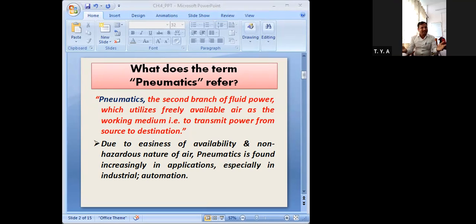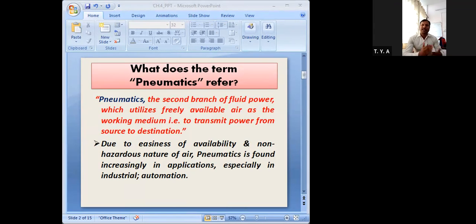Getting it? In hydraulics, we were taking the working fluid as oil or water, that is a liquid, and we were also increasing its pressure. That is the pressurized oil we were using for the hydraulic section. But here in pneumatics, we use compressed air as the working medium, for what purpose? To generate, transmit, or control power using compressed air. So that is the basic of pneumatics.